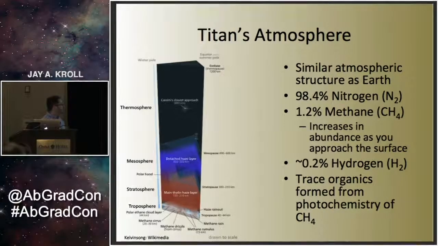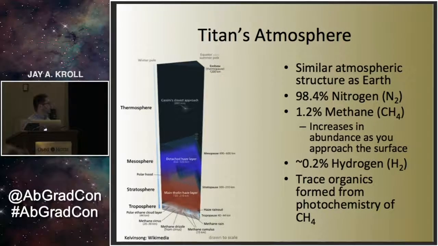And that's because it's incredibly cold, and so that methane actually begins to freeze out, and you get precipitation of it on the planet in this lower troposphere. There's a little bit of hydrogen, and then there's a lot of trace organics formed because of the photochemistry that goes on with methane.